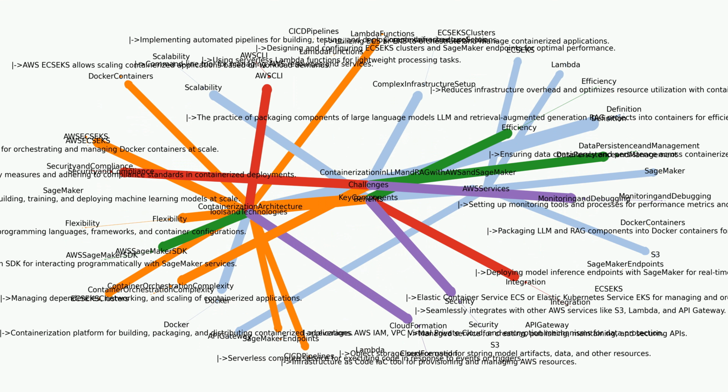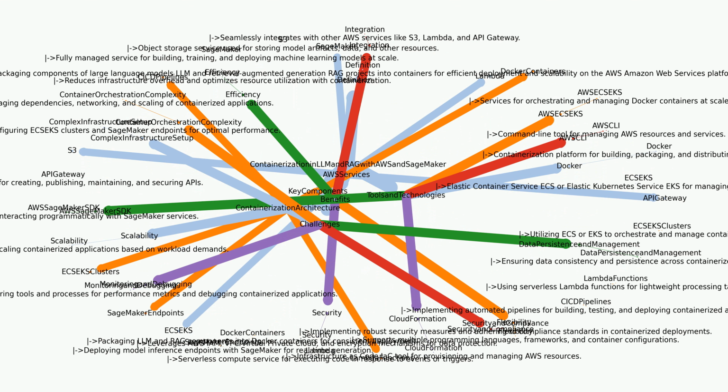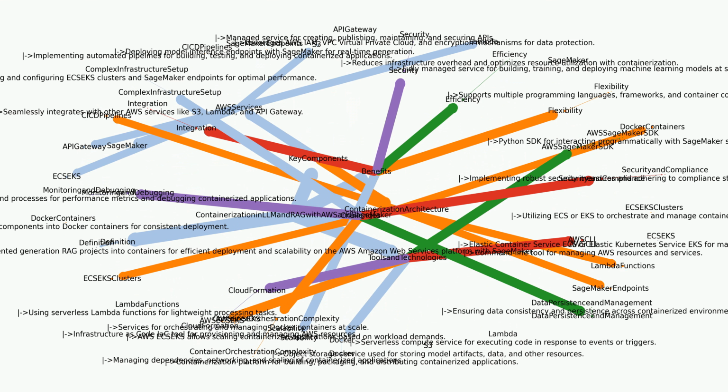AWS ECS/EKS, services for orchestrating and managing Docker containers at scale. AWS SageMaker SDK, a Python SDK for interacting programmatically with SageMaker services. AWS CLI, a command line tool for managing AWS resources and services. CloudFormation, an infrastructure as code (IaC) tool for provisioning and managing AWS resources.